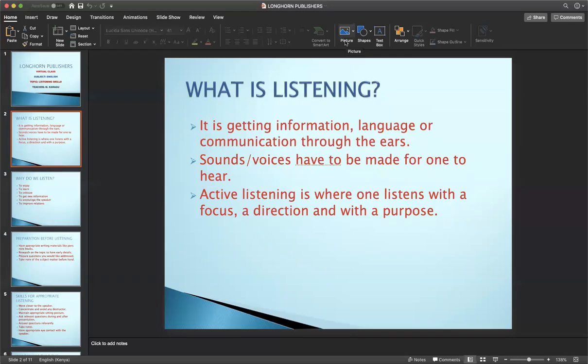So listening is active. Active listening has to do with where one listens with a focus, a direction, and a purpose. So that is what listening is. You hear the sounds or voices that are made, and then you focus with a certain purpose. So that is what we call active listening.